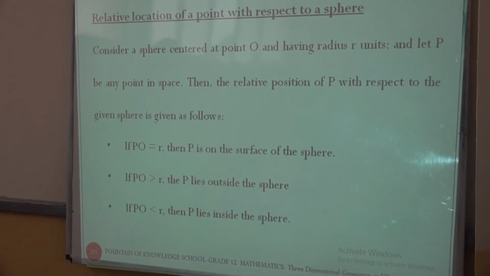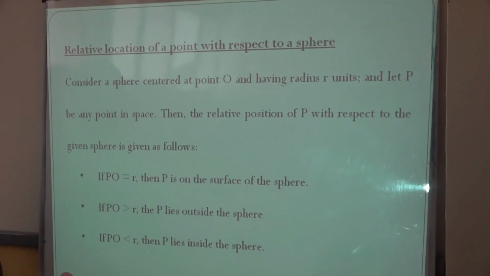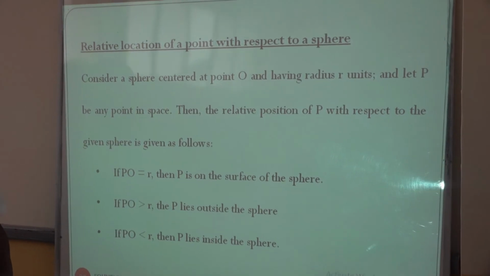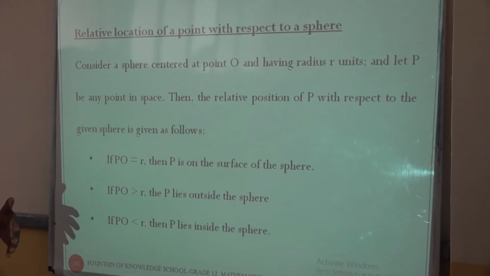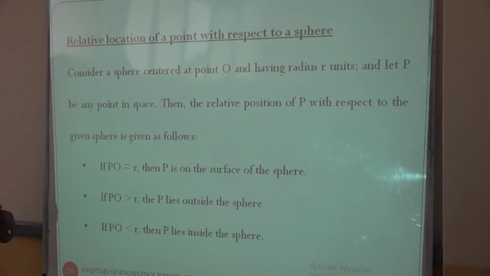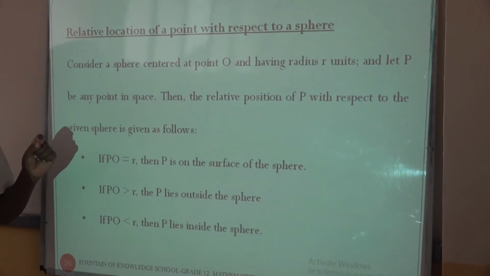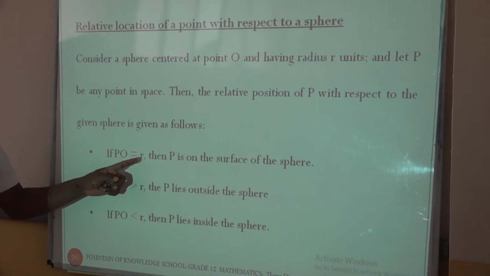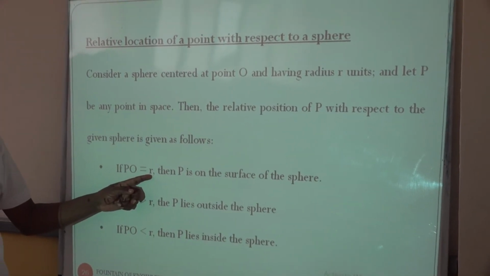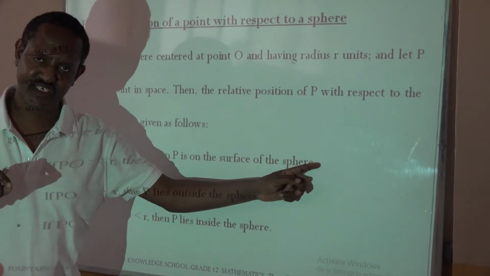Now, let's come to the discussion of a relative location of a point with respect to a sphere. Suppose we have given a sphere and any point P in space. Now, if the distance of that point from the center of the sphere is equal to the radius, that means the point lies on the sphere.